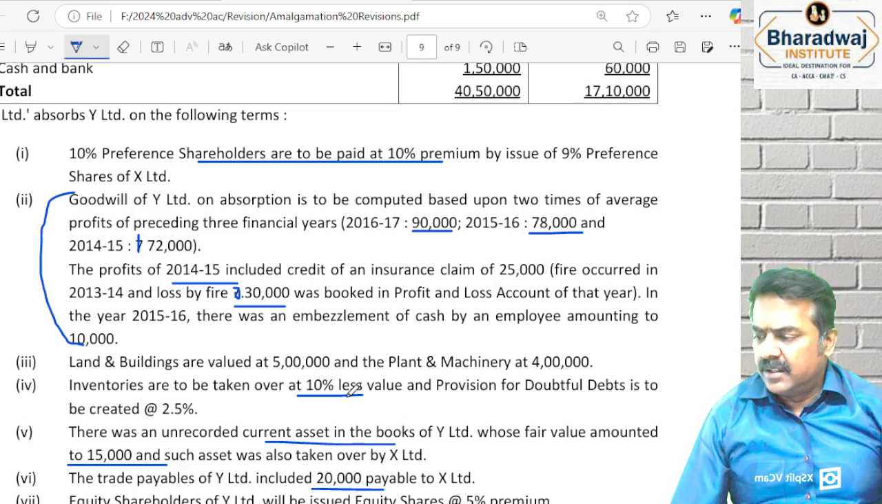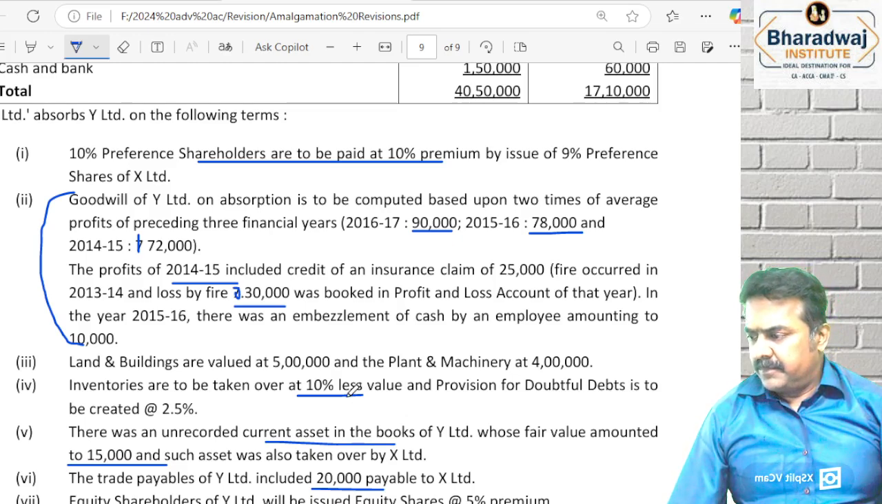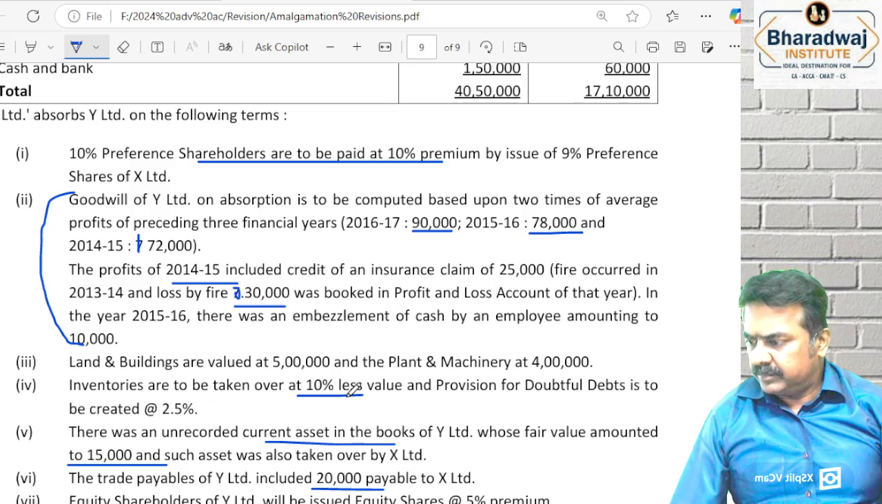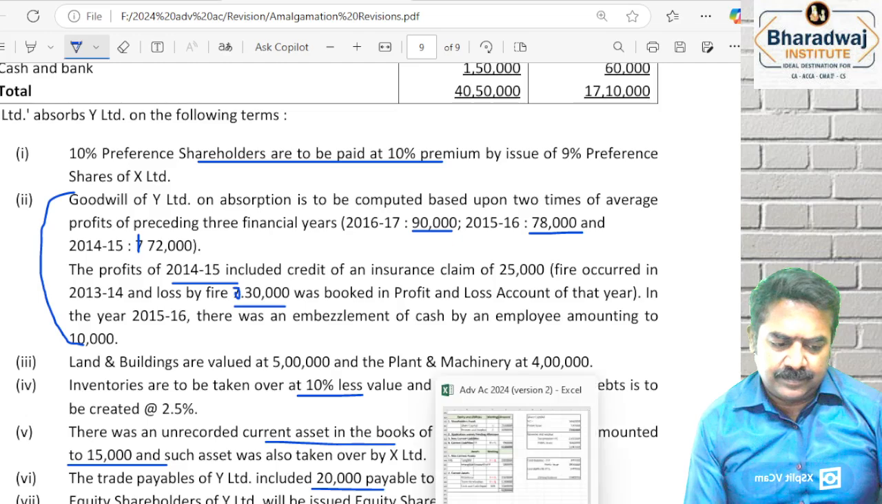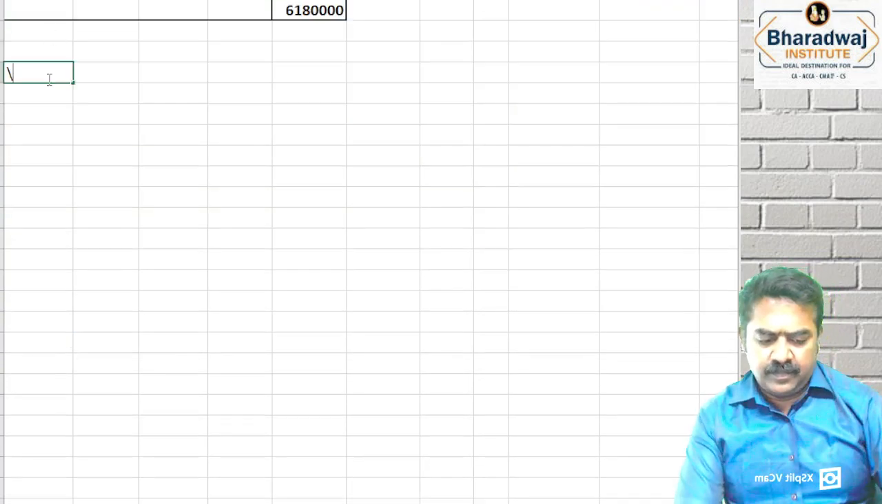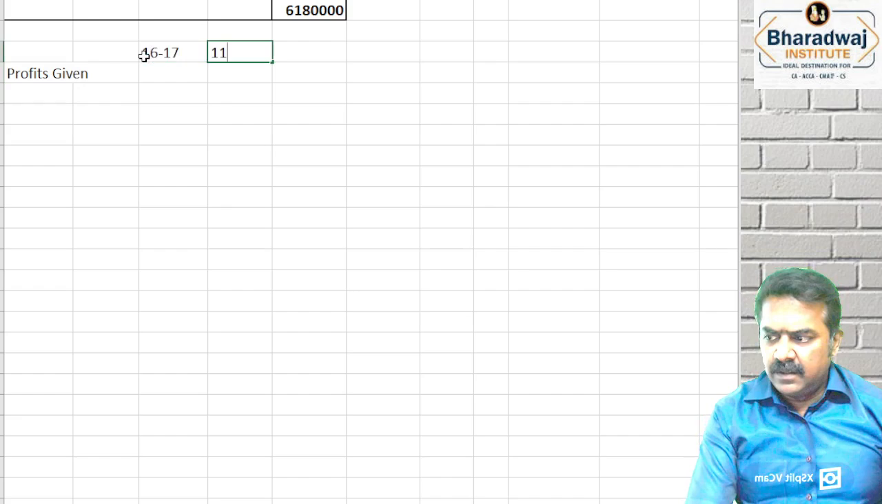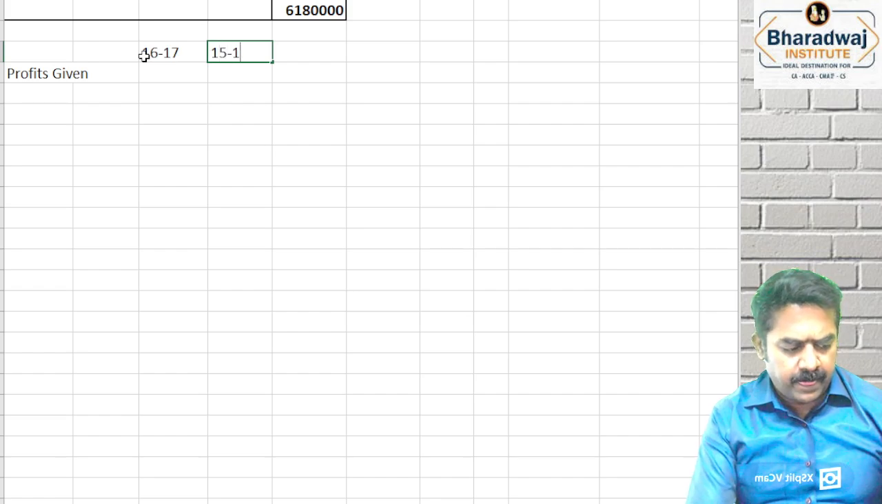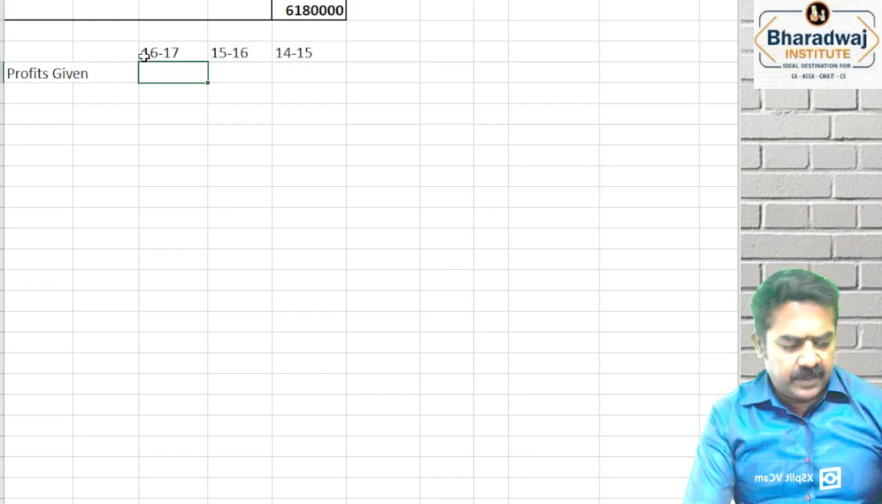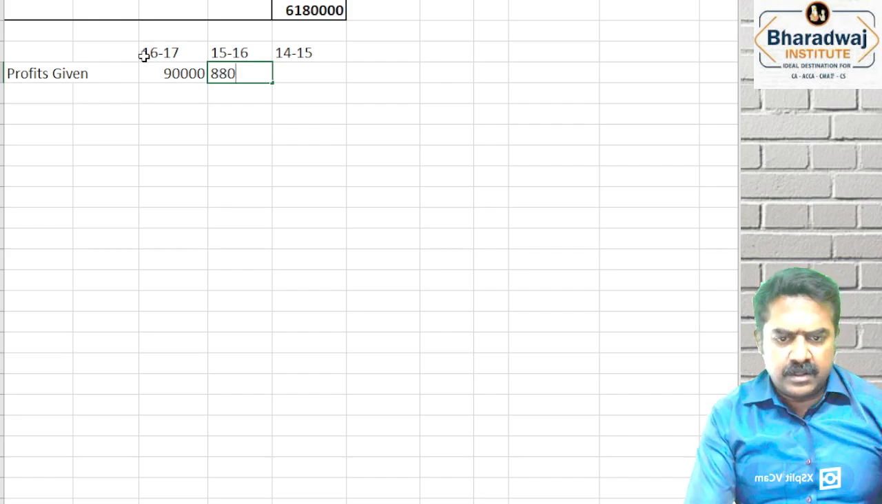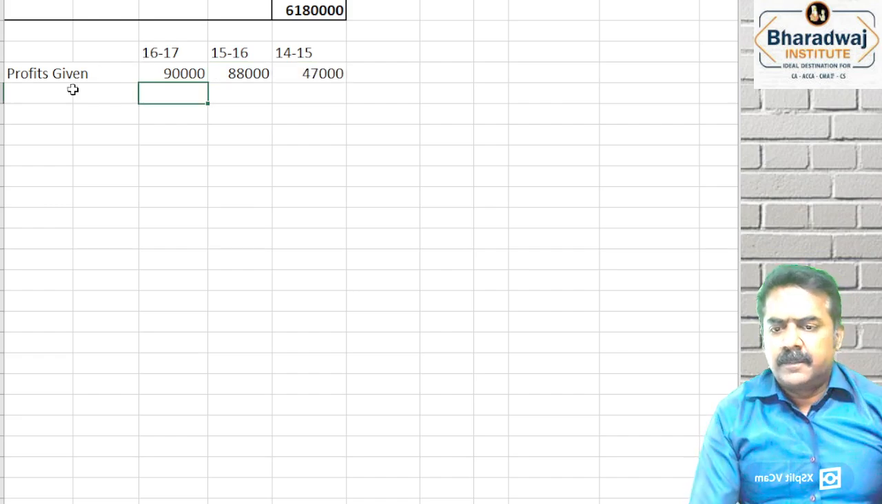So first try to find out the value of goodwill, then we'll proceed. Profits given for 2016-17, then 15-16, and 14-15. What is the profit given? 90,000, 88,000, then 47,000. So 1,43,333.